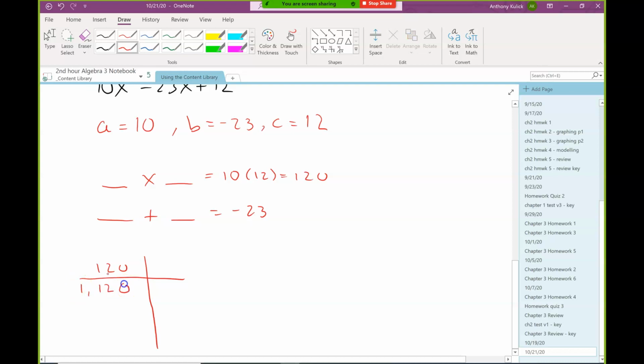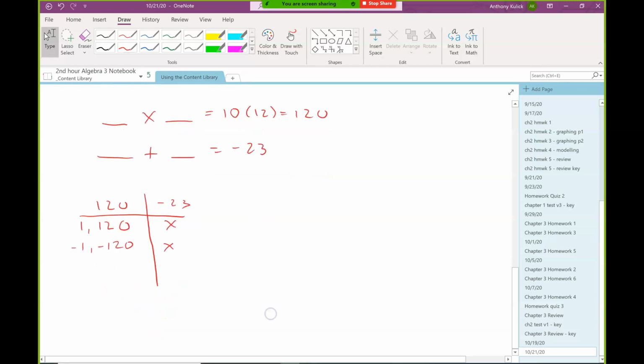I'll start with the most obvious one, 1 and 120. Well, clearly those don't add up to give me negative 23. Now I did two positives. Those multiply to give me a positive. But I also know that two negatives multiply to give me a positive. And since those numbers need to add up to give me a negative, I'm pretty sure I'm going to need to be checking two negatives. But again, those don't add up to negative 23. They add up to negative 121, which is too big.